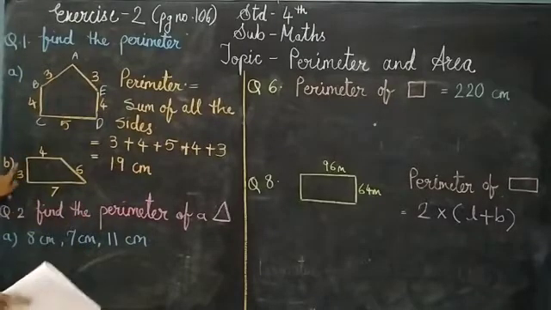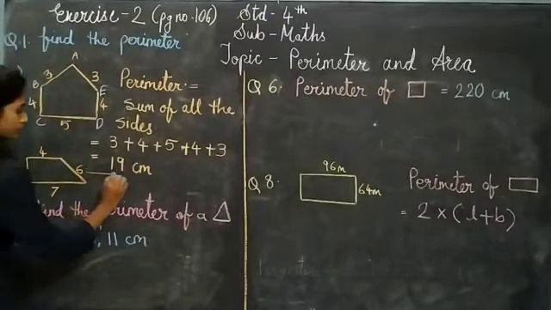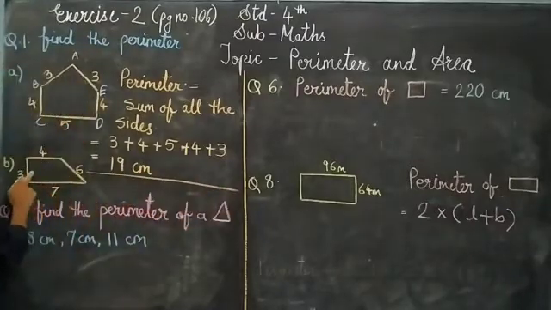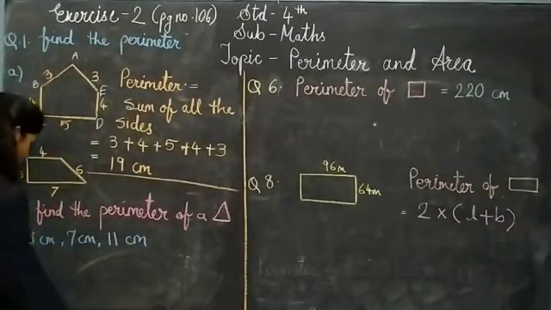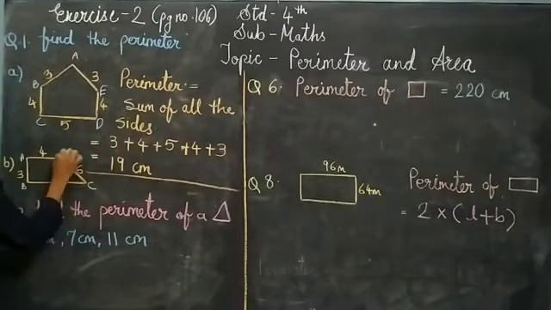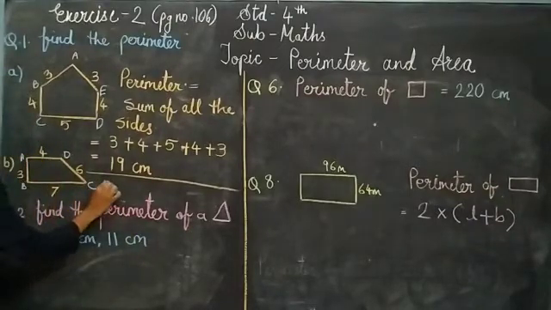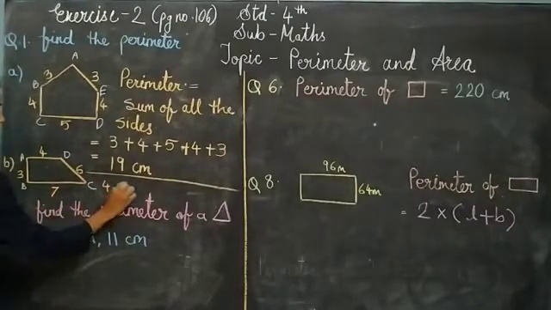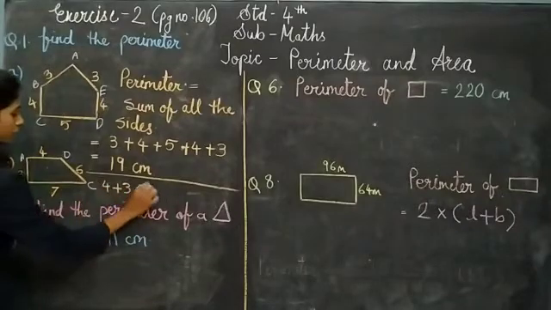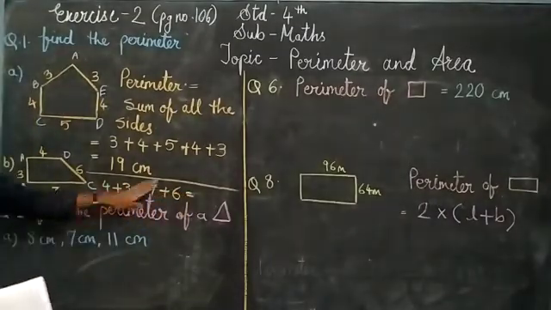Same way for this also. 4 plus 3. Okay, if I am going to solve this, again I am going to give the names A, B, C and D. So my answer will be 4 plus 3 plus 7 plus 6, and you have to count all the sides together.